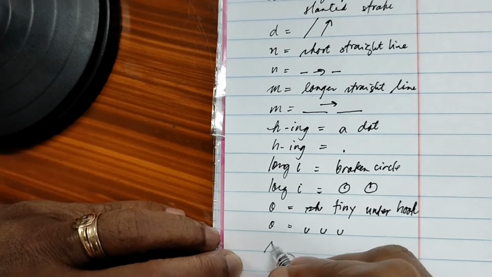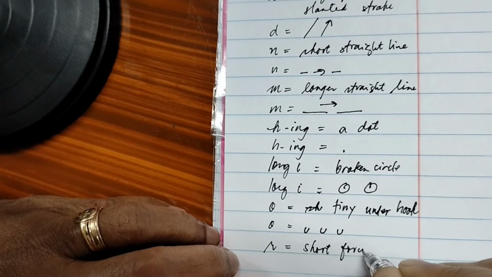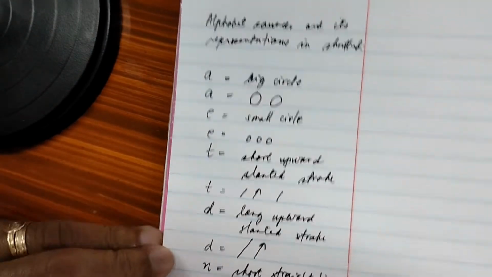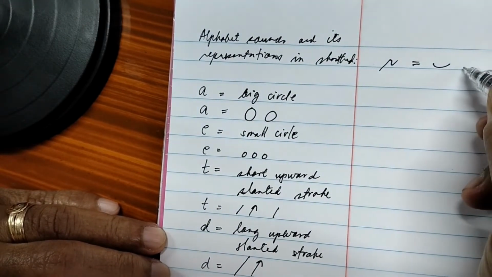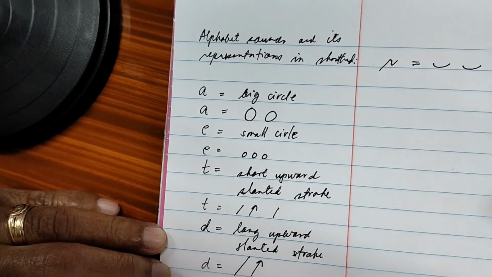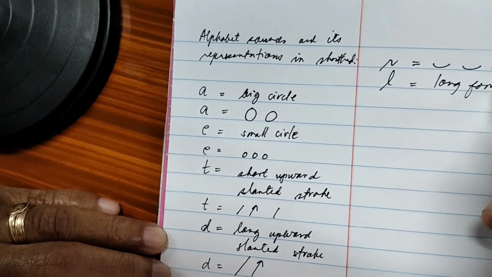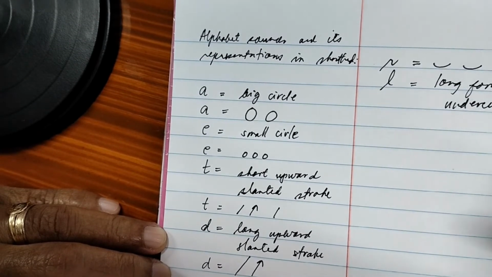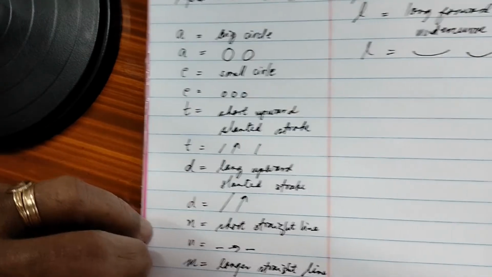Okay, then we have R, represented by a short forward undercurve. Okay? So, if that is your R, this is the representation of that in shorthand, undercurve. Then L is represented by a long forward undercurve. So, twice the size of letter R. So, your letter L now becomes this one. So, those are L. Okay?